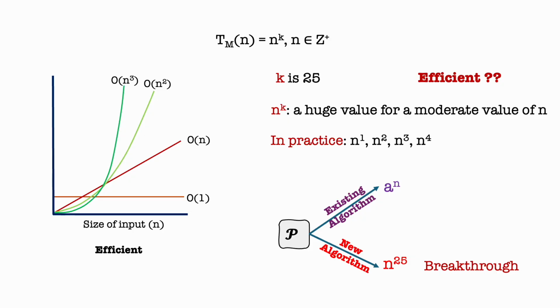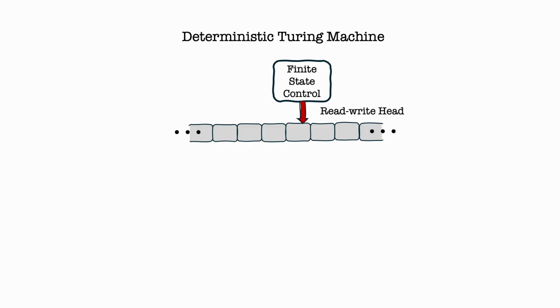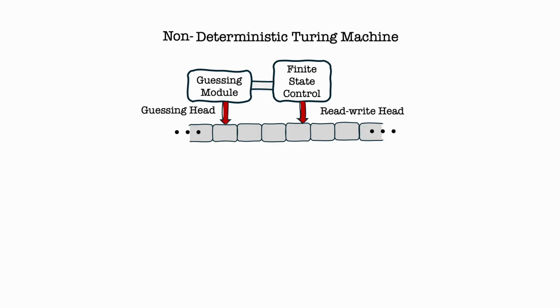P is the set of all decision problems or equivalently languages that can be solved by a deterministic Turing machine in polynomial time. Now we are ready to start defining another complexity class. You might remember how a deterministic Turing machine works. Now imagine attaching a new component to it, a guessing module. This transforms the DTM into a non-deterministic Turing machine or NDTM.